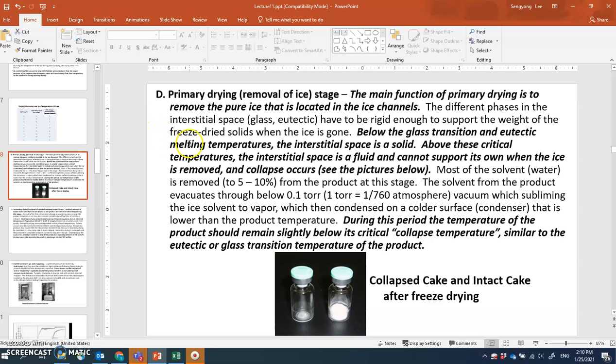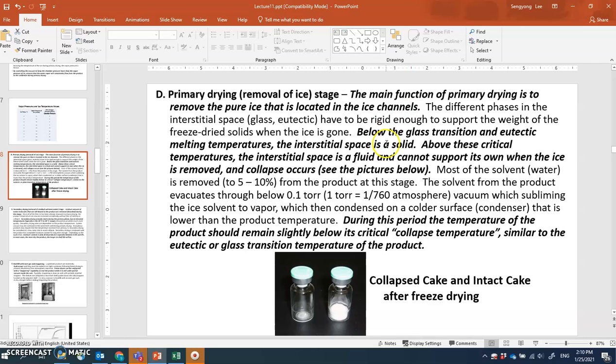During the primary drying stage, the vacuum pump will remove the water vapor from the crystals through sublimation, right? So that's the main function of primary drying, to remove the pure ice that is located in the ice channel, through that sublimation. That's the process.